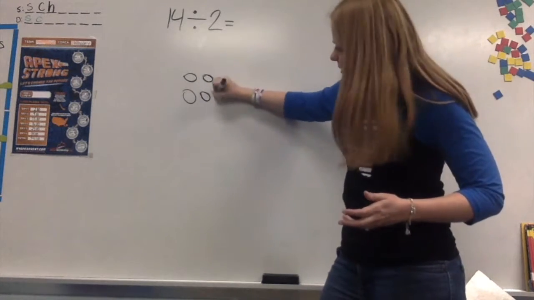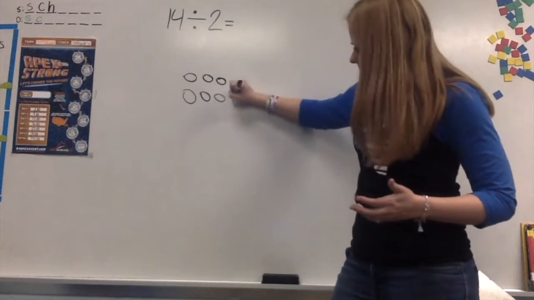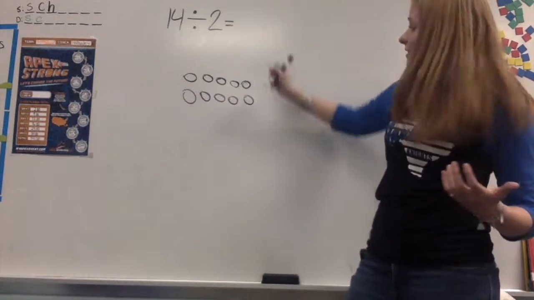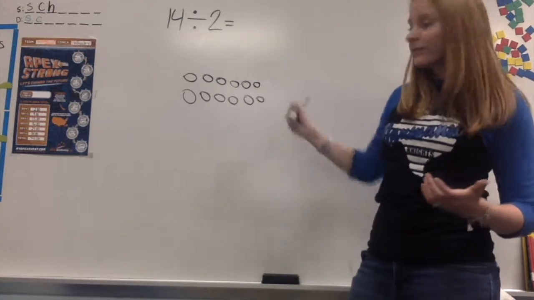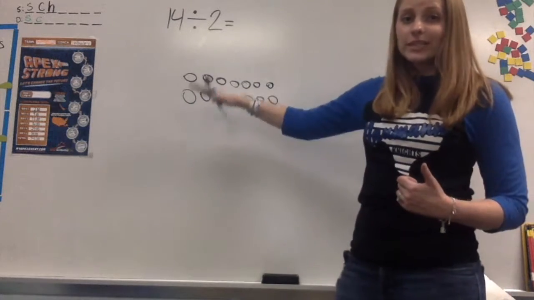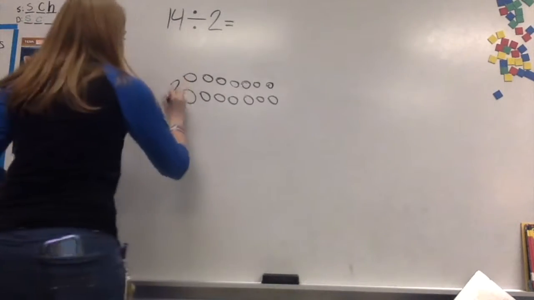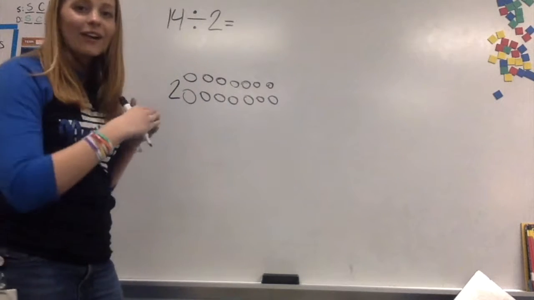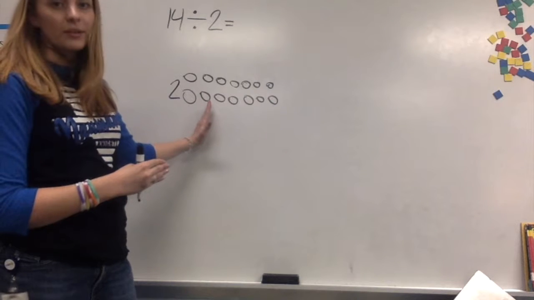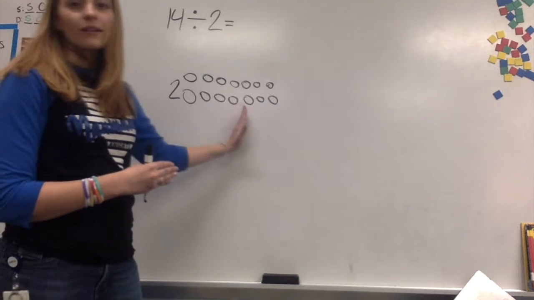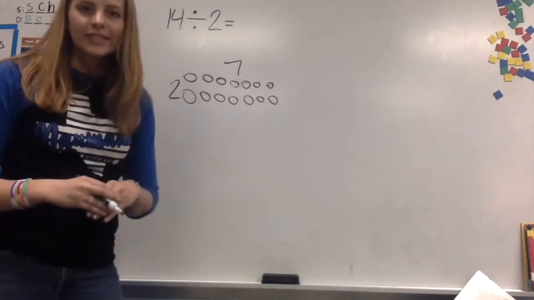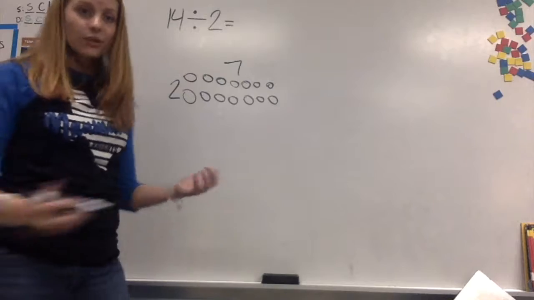4, 6, 8, 10, we're almost there, 12, and 14. Now I'm going to double check, make sure I still have 2 rows, and I need to count how many in each row I have. 1, 2, 3, 4, 5, 6, and 7. So 14 divided by 2 is 7 in each row.